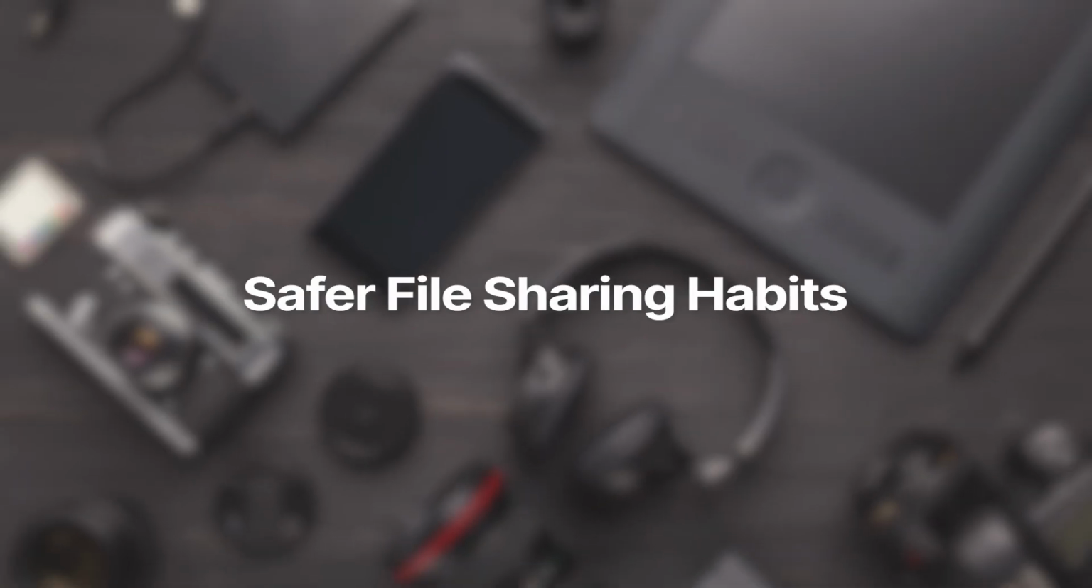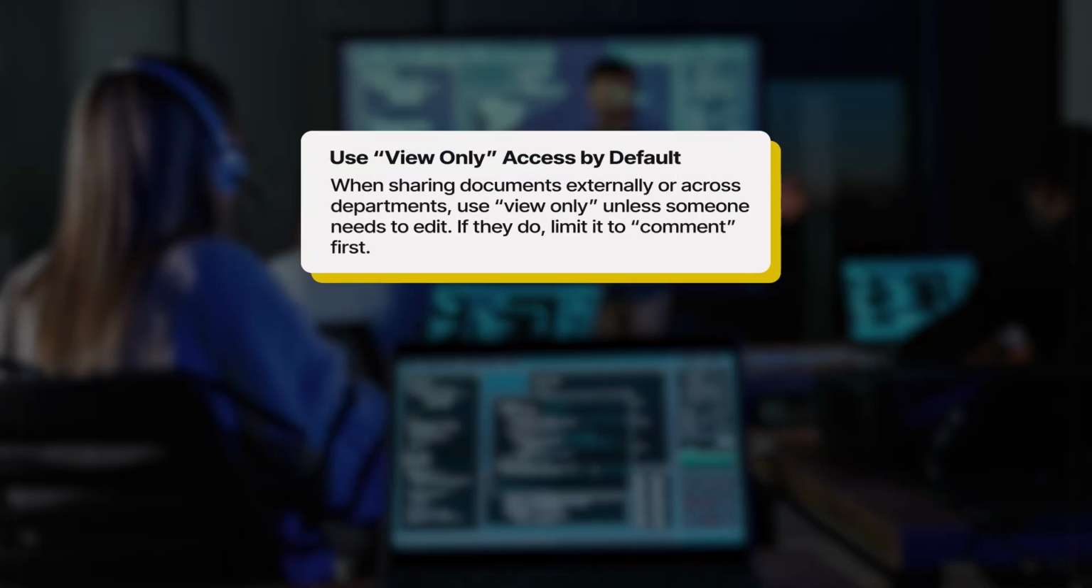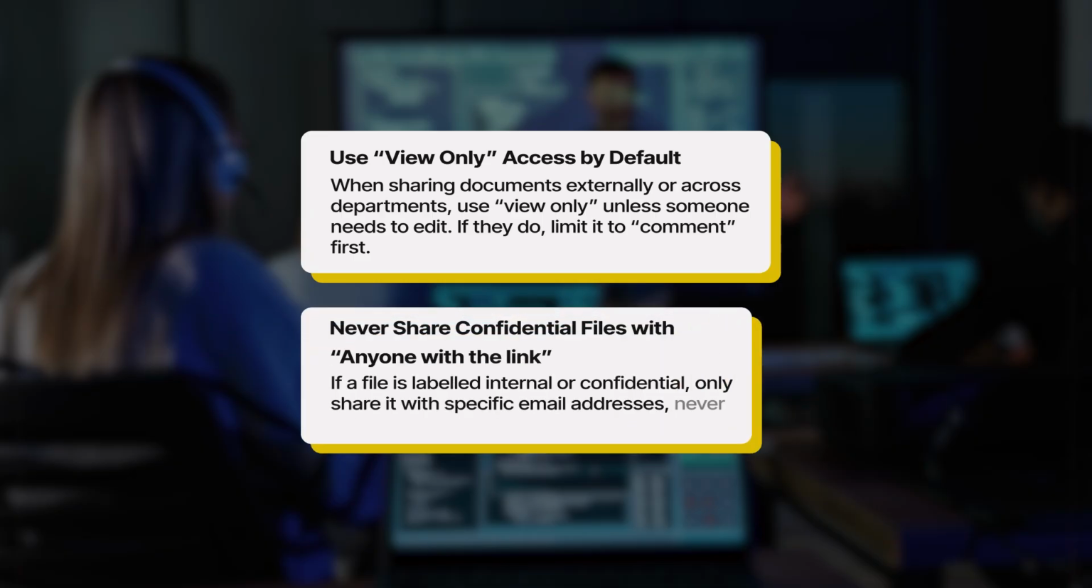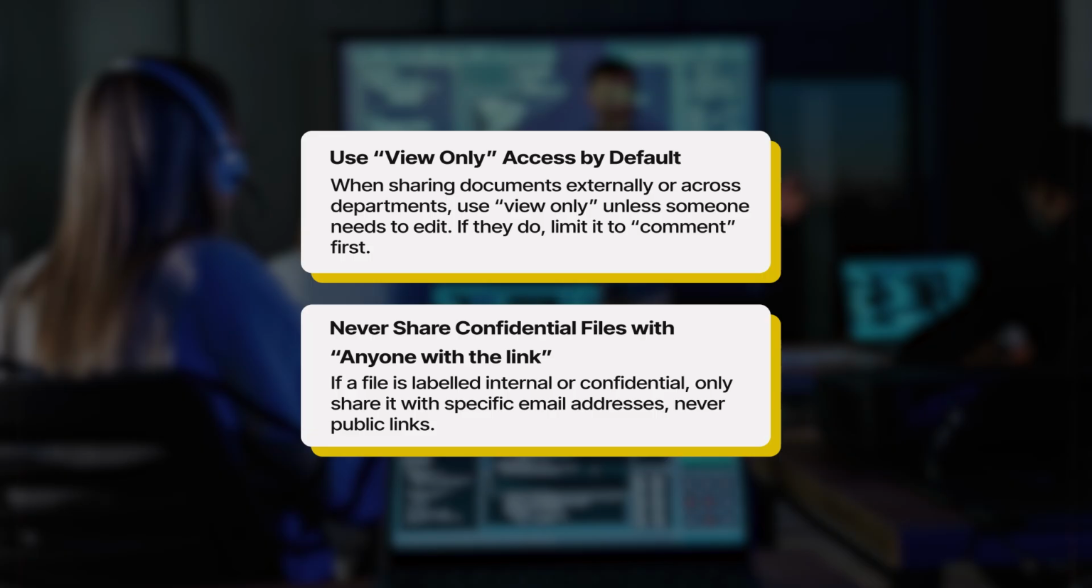Safer file sharing habits. Use view only access by default. When sharing documents externally or across departments, use view only unless someone needs to edit. If they do, limit it to comment first. Never share confidential files with anyone with the link. If a file is labeled internal or confidential, only share it with specific email addresses, never public links.